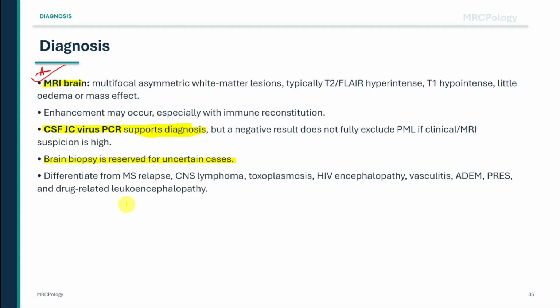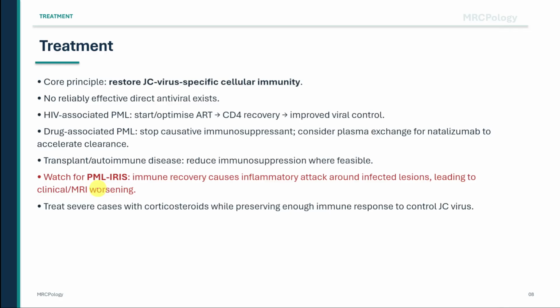Management is based on one central principle: restore JC virus-specific cellular immunity. There is no reliably effective direct antiviral treatment. In HIV-associated PML, start or optimize antiretroviral therapy. The aim is CD4 recovery and improved immune control of JC virus.